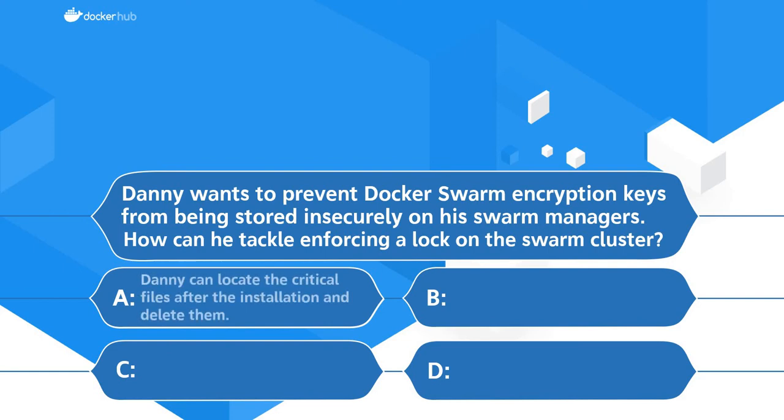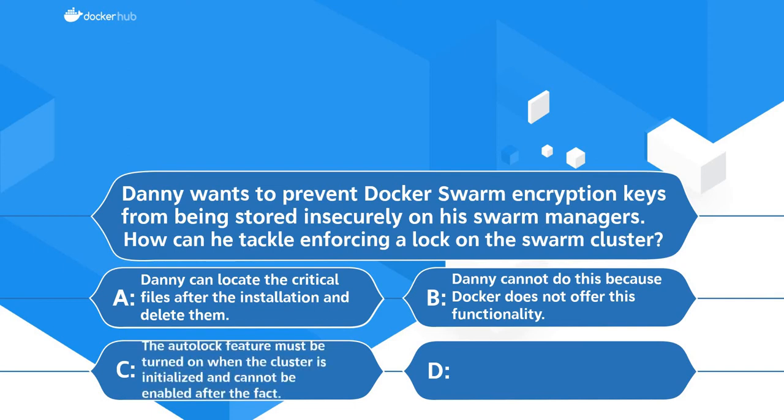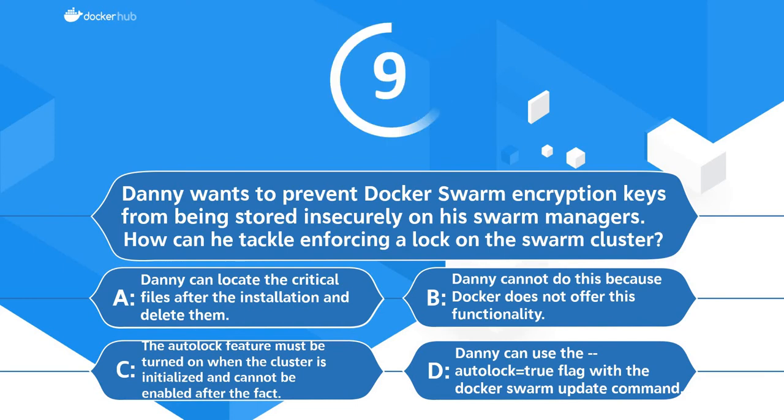A. Danny can locate the critical files after the installation and delete them. B. Danny cannot do this because Docker does not offer this functionality. C. The auto-lock feature must be turned on when the cluster is initialized and cannot be enabled after the fact. D. Danny can use the auto-lock equals true flag with the Docker Swarm update command. Your time starts now.